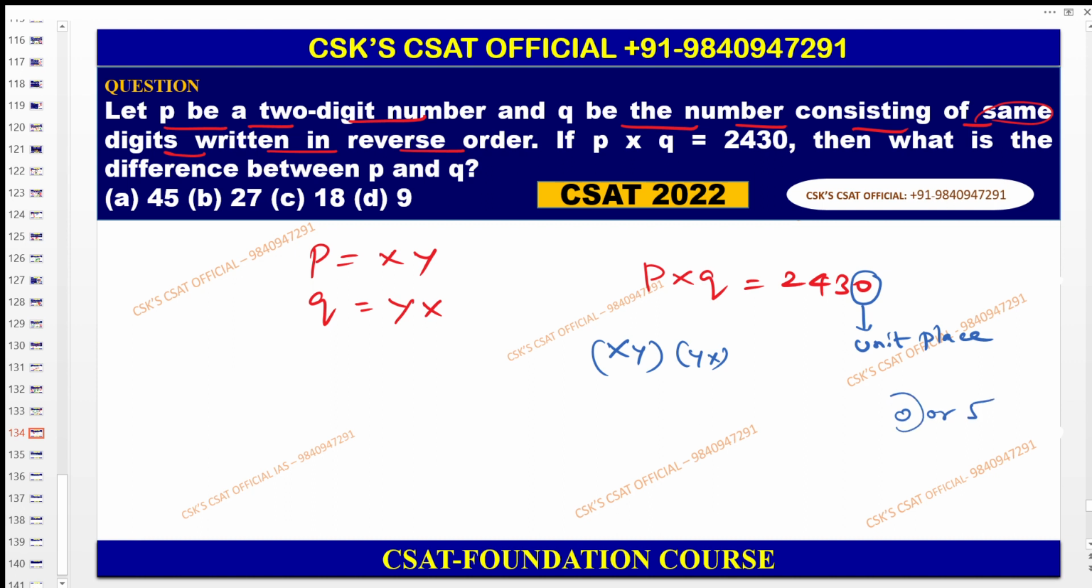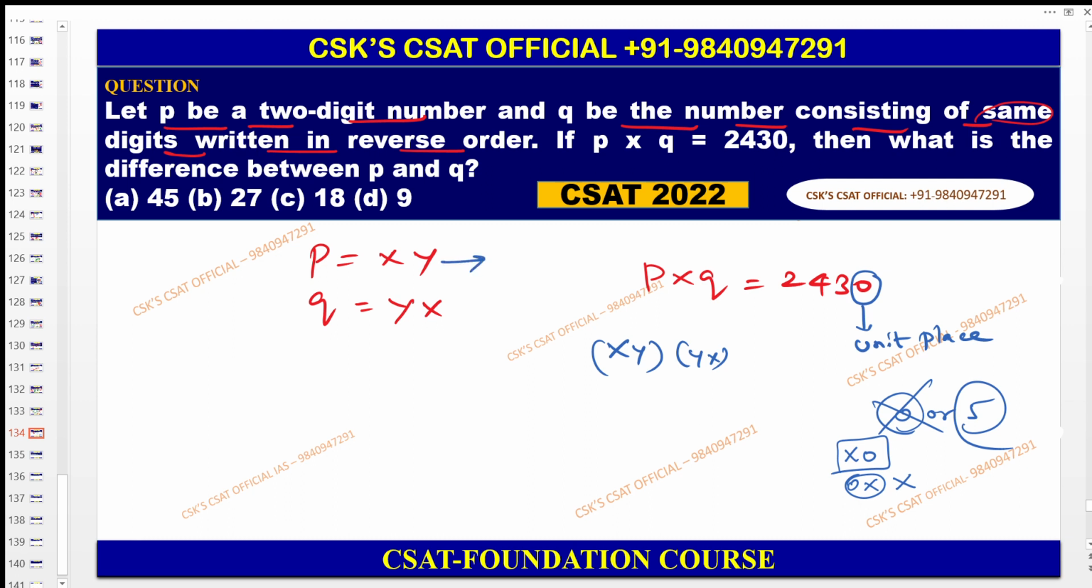Okay. If 0 is there, let us check with, suppose, x0. If you are taking that as x0, then the reversed one will become 0x. This is not a 2-digit number. So therefore 0 is not possible. Then you can go with the 5. So now you can go with the 5 in the unit place, any one of the unit place.